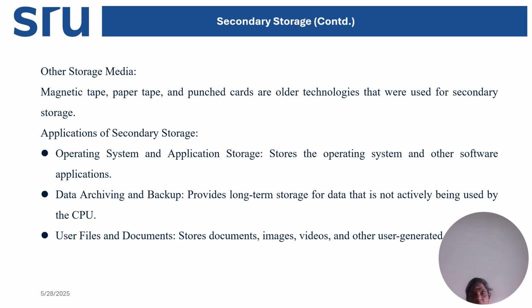Applications of secondary storage. Operating system and application storage stores the operating system and other software applications. Then data archiving and backup provides long-term storage. Once we store the data in secondary storage, we can edit it, and the data will be available there even when not actively being used by the CPU. User files and documents store documents, images, videos, and other user-generated content.